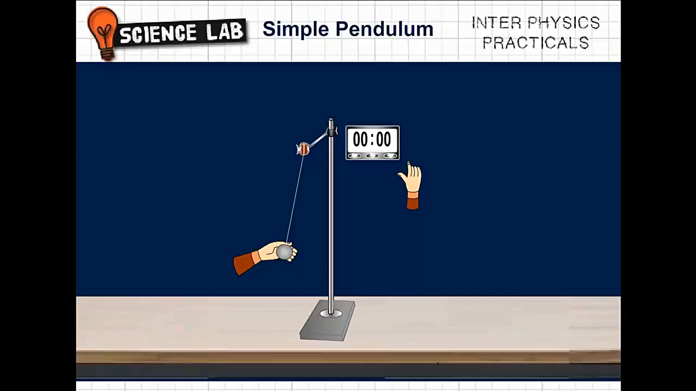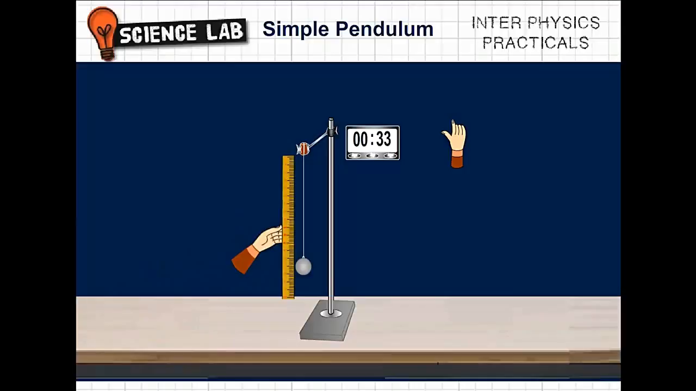Drag the bob aside by a small angle, say 5 degrees, and release it. The bob will start oscillating. Start the stopwatch. Count 20 oscillations of the pendulum. Stop the stopwatch after 20 oscillations. Note the time for trial 1 and repeat the process for trial 2.